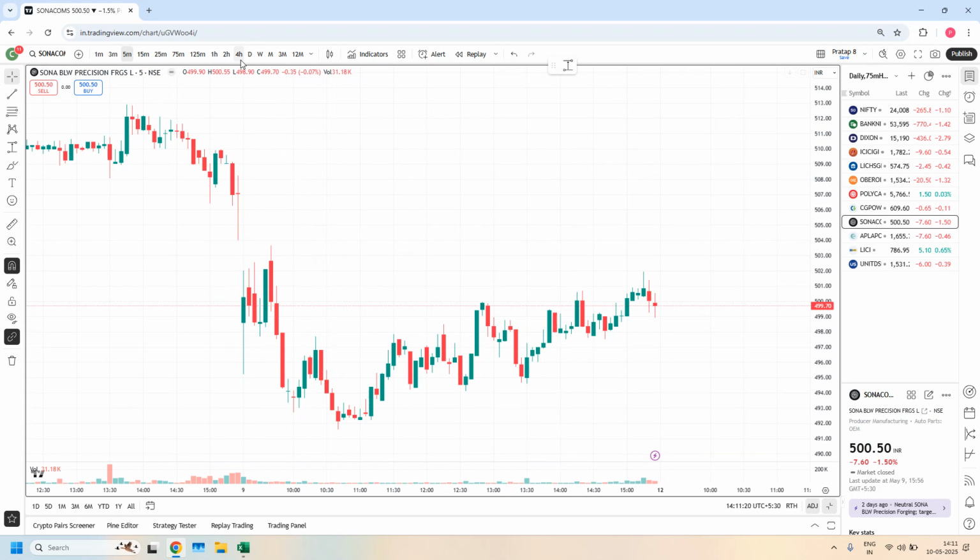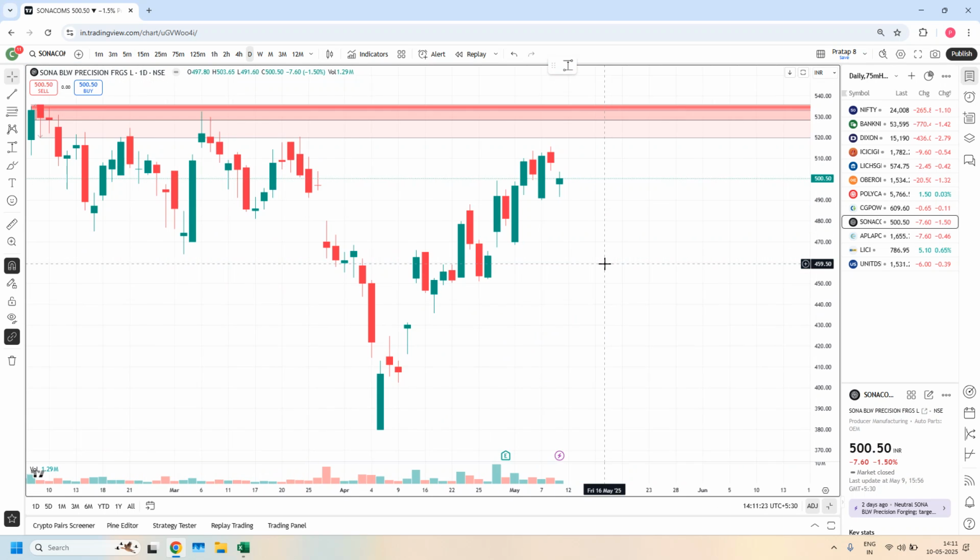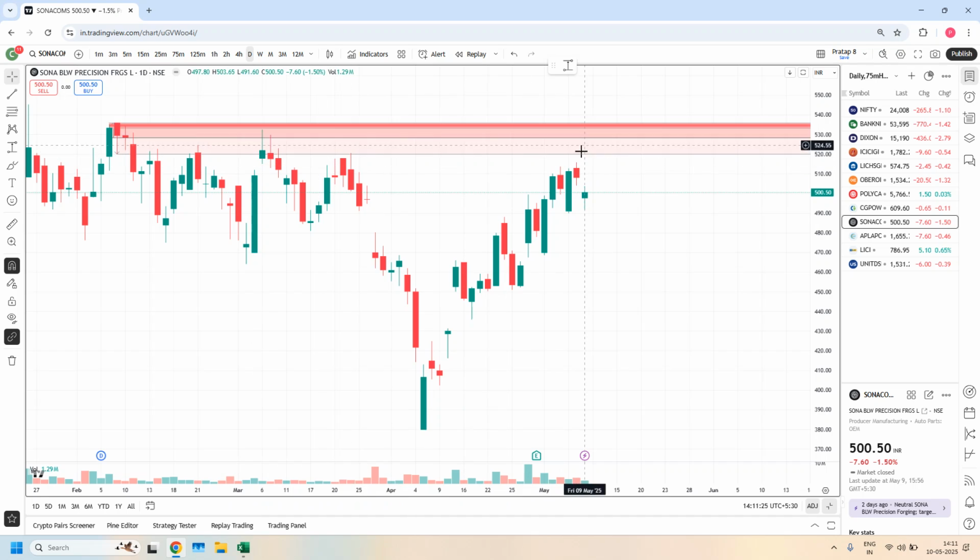Sonacom also, we already discussed, daily supply zone. We've been monitoring the stock for a long period. Many times it came and came down again. Recently also it came down. Moving up, came up and then fell down, and now again coming near to the zone. But today also price did not enter. Prices came down.